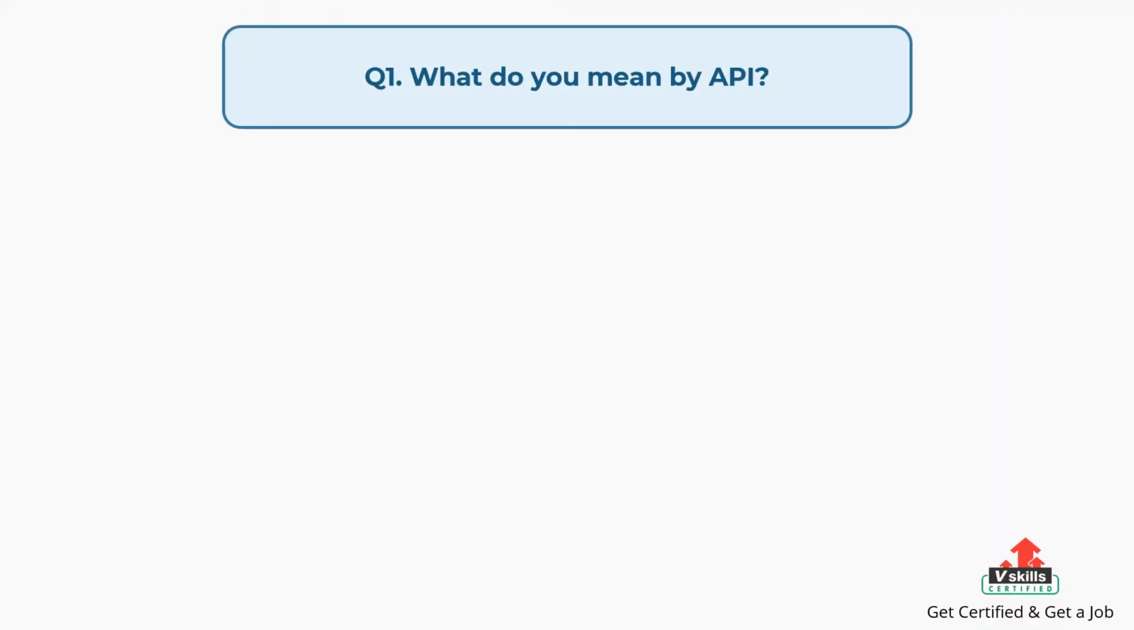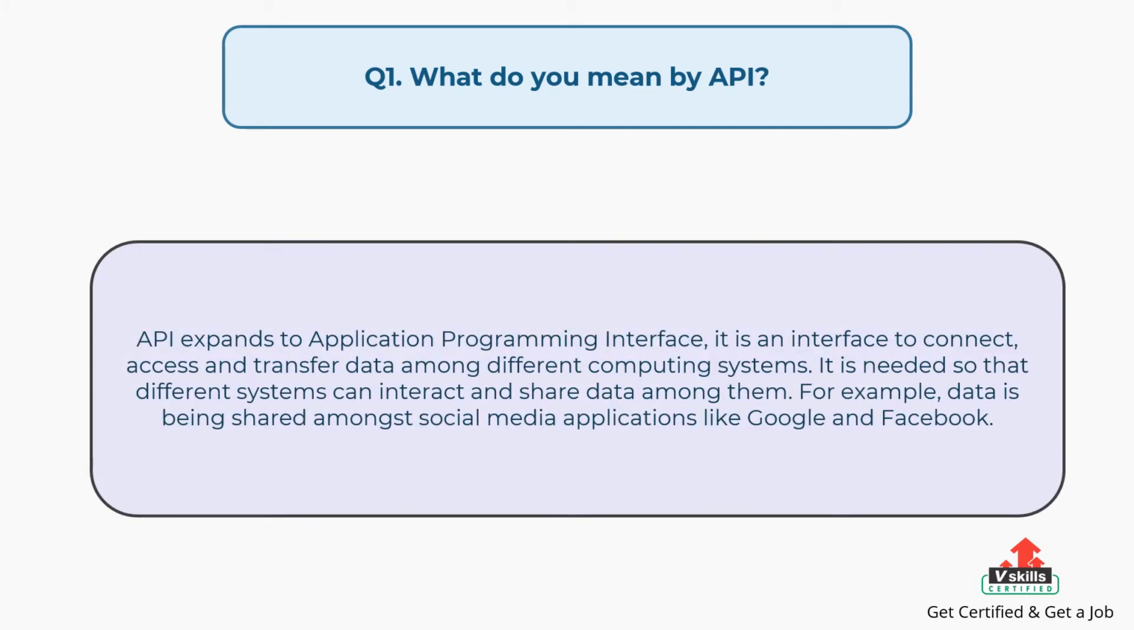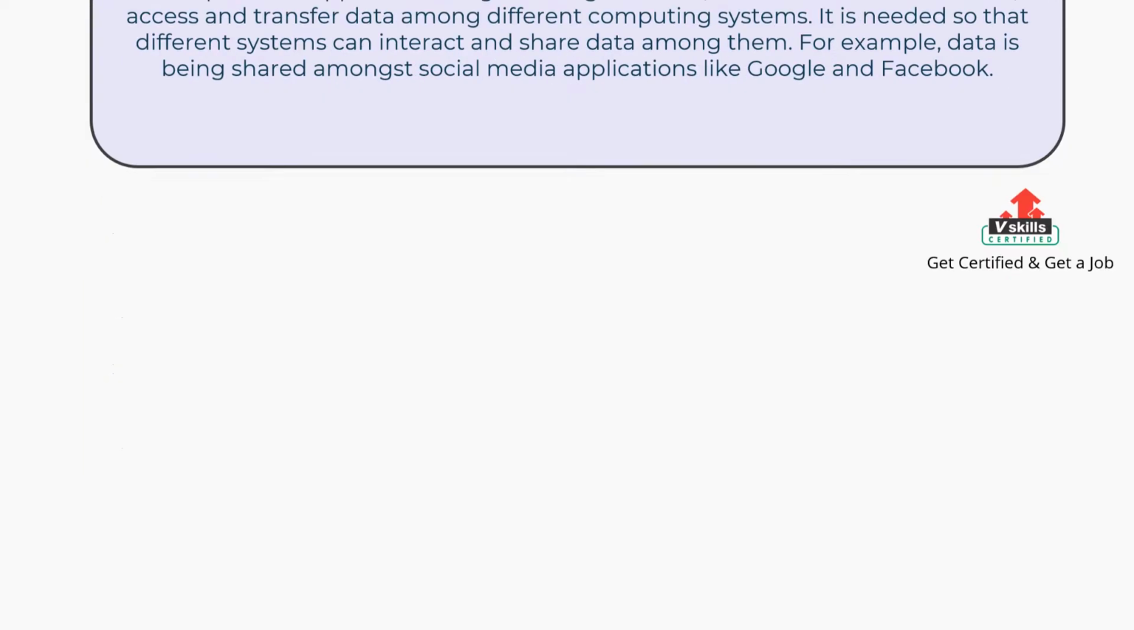What do you mean by API? The answer is API expands to Application Programming Interface. It is an interface to connect, access and transfer data among different computing systems. It is needed so that different systems can interact and share data among them. For example, data is being shared amongst social media applications like Google and Facebook.